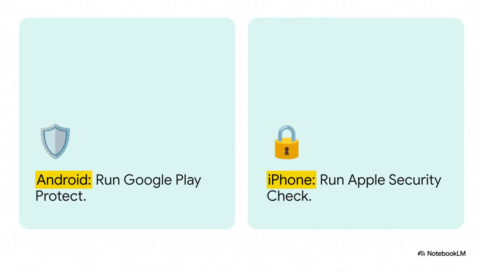Definitely utilize the scanners that are already in your pocket, whether that's Google Play Protect or the Apple Security Check. Just run them. But remember, if that paranoia is still lingering after all this, a full factory reset with a fresh restore is literally the only guaranteed way to wipe the slate perfectly clean.